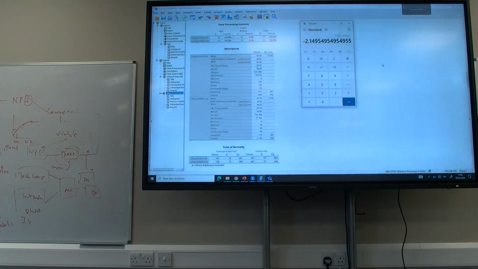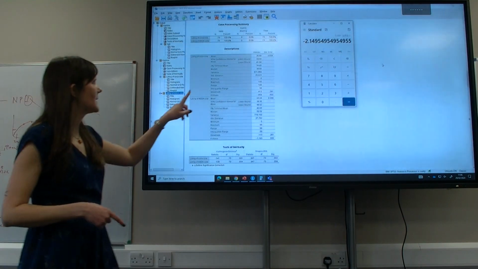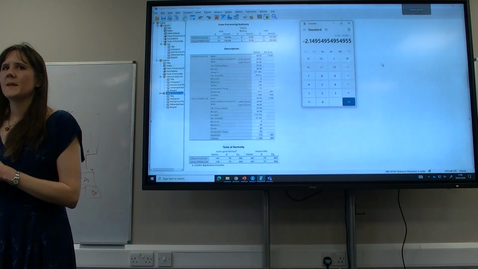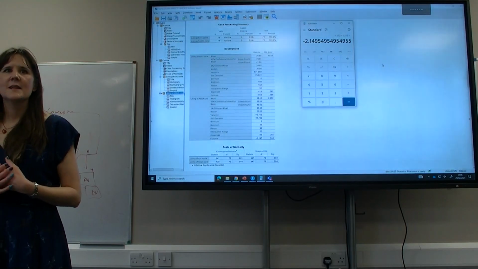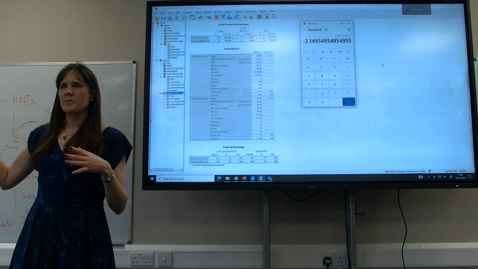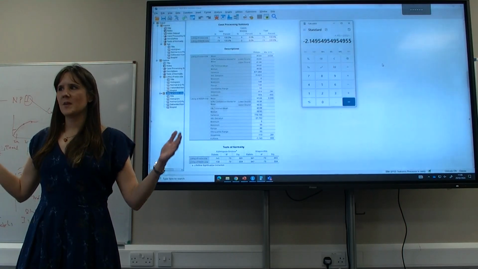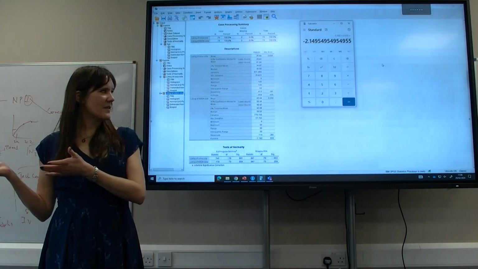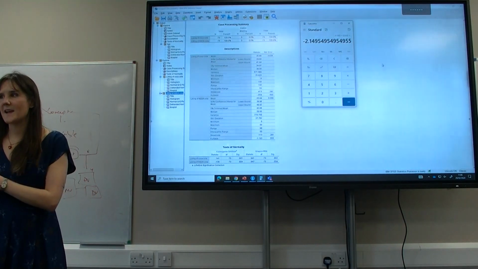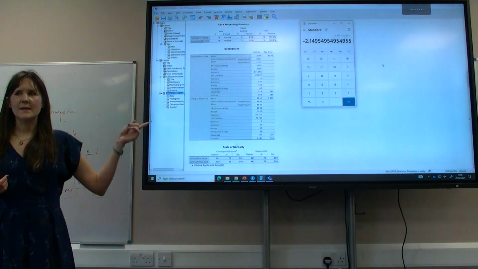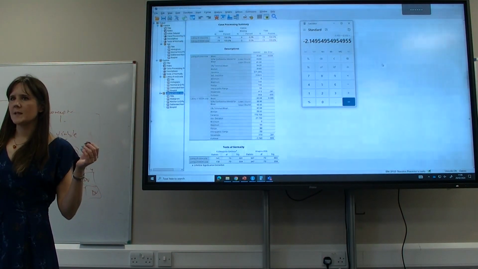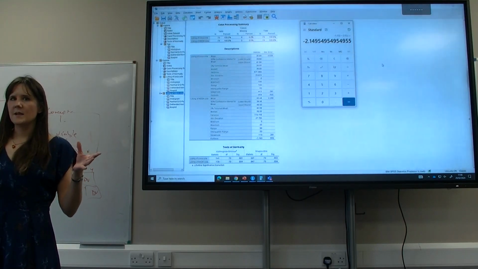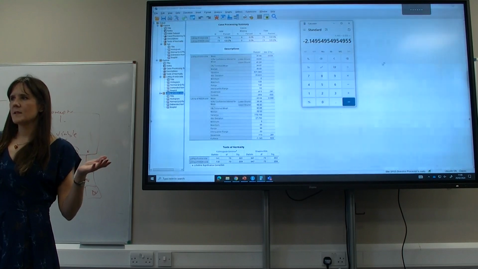Okay, so for kurtosis for Asda Cola, I get minus 2.15. Is it significant? Yes, because it's outside of that range from minus 1.96 to plus 1.96. So because it's smaller than that negative value of negative 1.96, it is significant, which means that the Asda Cola data has an issue with the kurtosis.